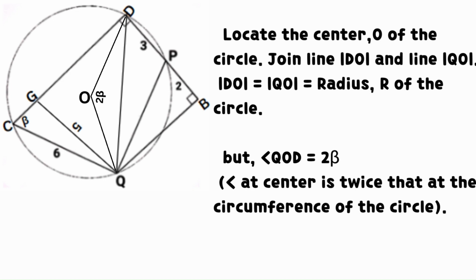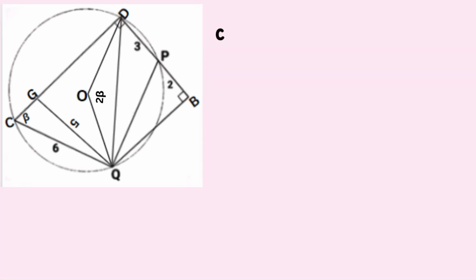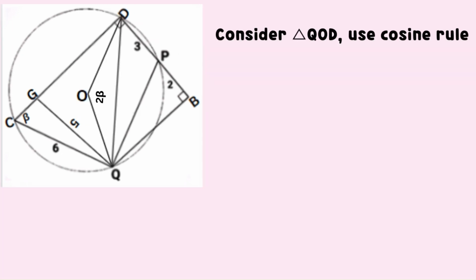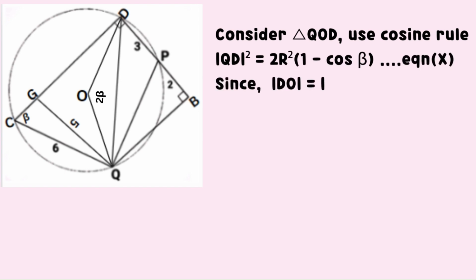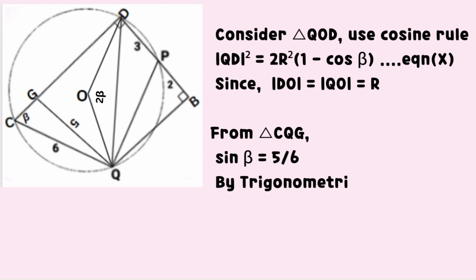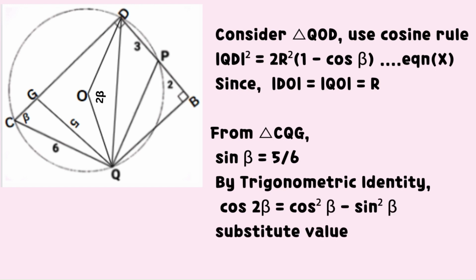But angle QOD equals 2 times beta. Angle at the center is twice that at the circumference of the circle. Consider triangle QOD. Use cosine rule. The square of QD equals the product of 2 and the square of R times 1 minus cosine 2 beta, which we call equation X.